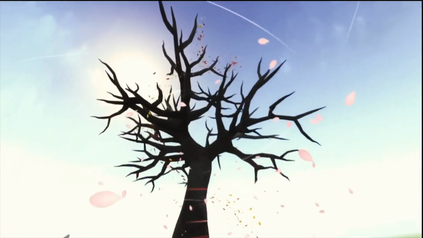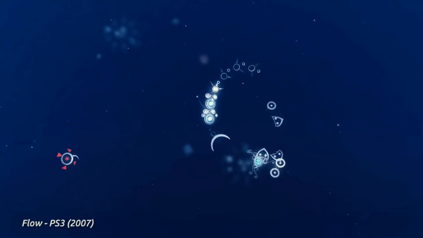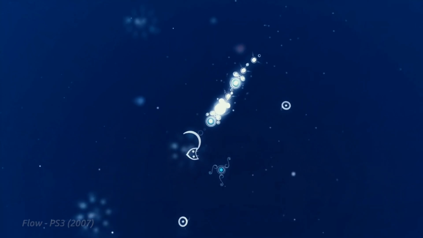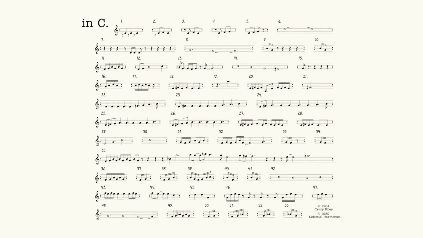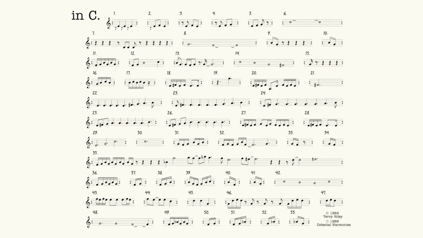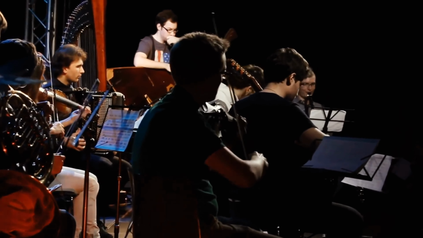Here's that same technique again, used in the game Flow. Both of these feel quite similar to the techniques employed in Terry Riley's famous piece In C, which, as the name implies, strictly locks down the key so that other asynchronous rhythmic choices can be made, without the result sounding messy.